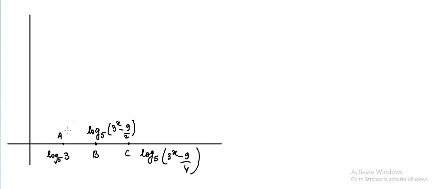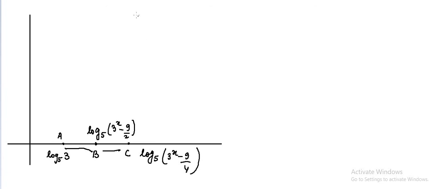Now as it is, one thing more was given in the question, that the distance between AB and the distance between BC, they both are equal. Hence you can conclude that the point B is the midpoint of A and C. That's why by using the midpoint theorem, that is when two points are there and one is the midpoint, then initial and end divided by 2 is equal to the midpoint.